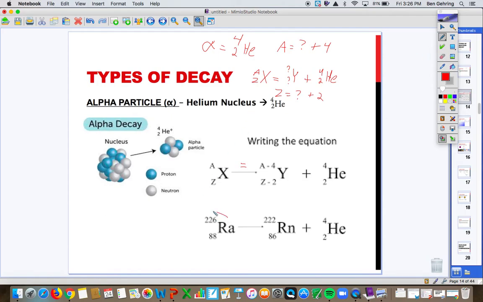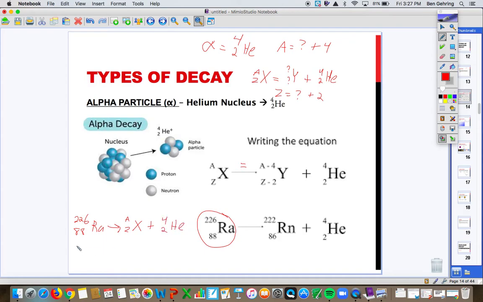Okay, so now if I add numbers to it, I'm going to tell you that radium-226 is going to undergo alpha decay. So I have 226 over 88 radium, which is going to undergo alpha decay. So I know that I have X, because I don't know what that is, and I'm going to use a Y, I should use an A here, and a Z here. Plus, helium is 4/2 He.